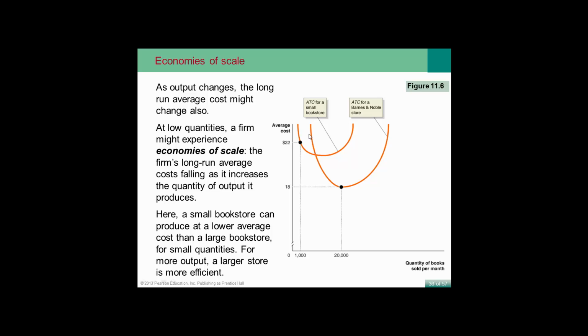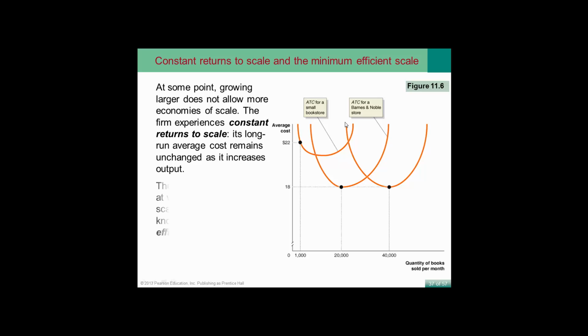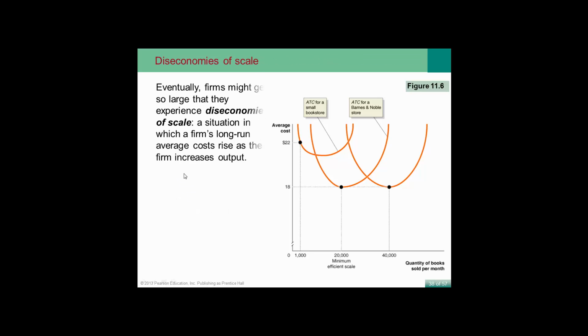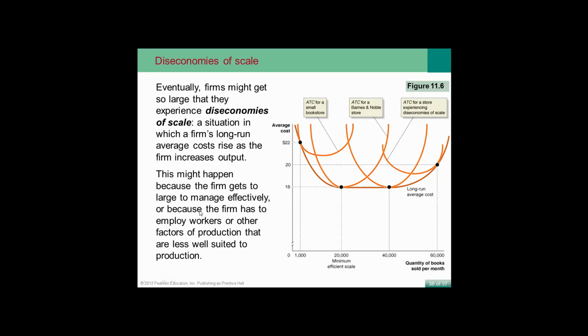So at a small bookstore, at average total cost for like a Barnes and Noble. So the firm experienced constant returns to scale. Its long-run average cost remains unchanged as it increases output. And actually, you could get diseconomies of scale, which is where the average total cost actually goes up as you sell 60,000 units. And that's because they might have to hire unskilled workers to work in the factory, or the production is less suited, or they can't manage that many people effectively, and so this causes diseconomies of scale.